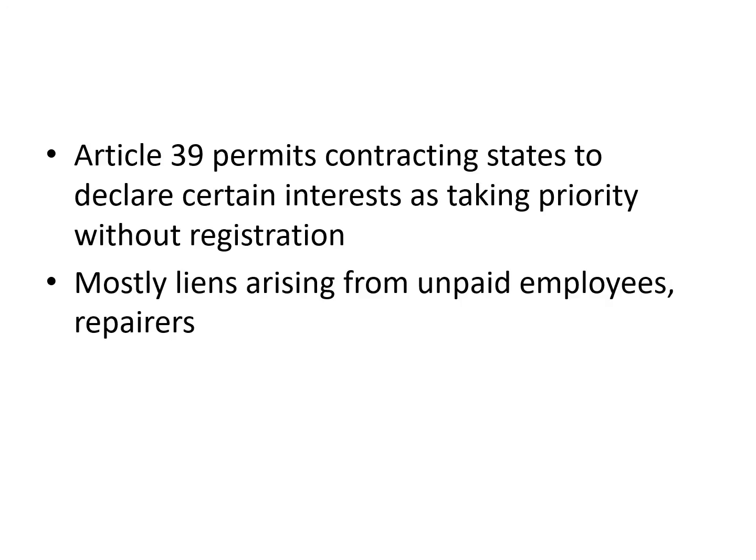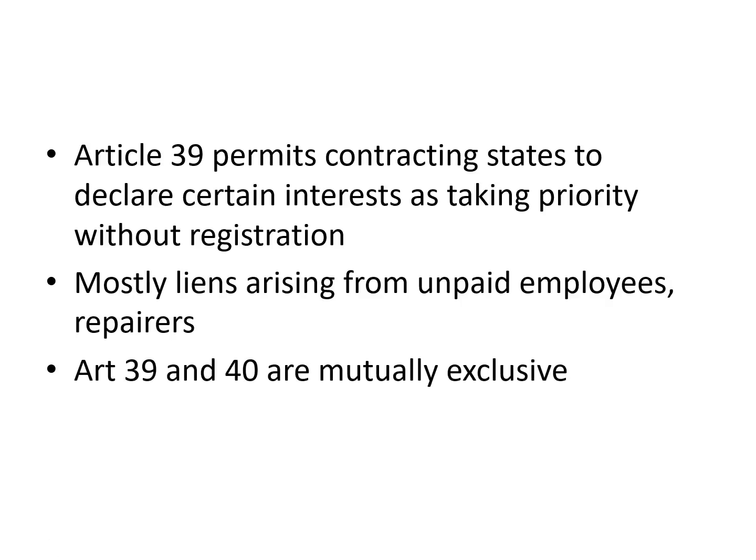The other charges, Article 40, had to have prior registration, but it was non-consensual. It's almost like creating a lien against it on the international registry. Article 39 talks about this interest taking priority even though it's not registered. Article 39 liens effectively arise mostly from unpaid employees and repairers of the aircraft. So, for example, if there was a repair being done on the aircraft, if the cost of that repair has not been paid, depending on the state you're in, that could constitute a priority interest, even though the cost of that repair is not registered, and it would take priority over a registered interest.